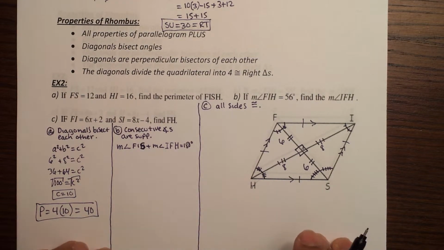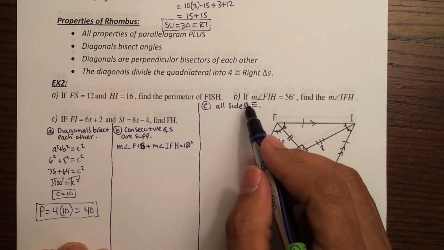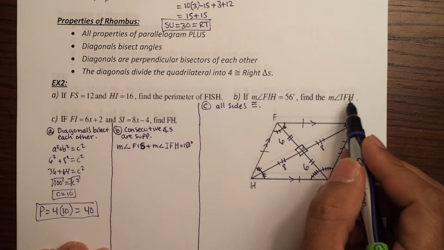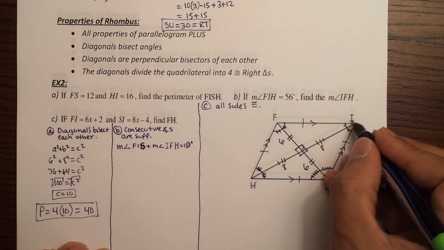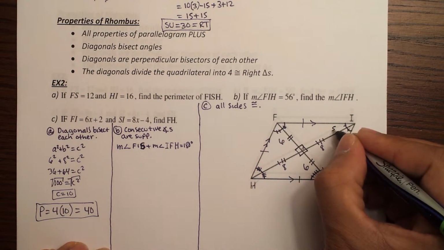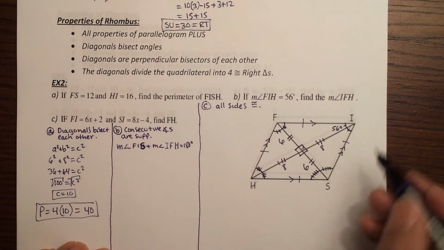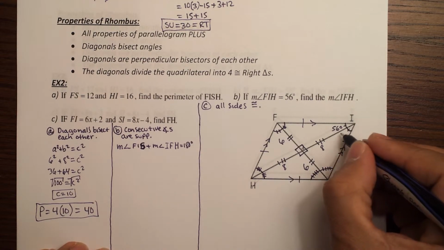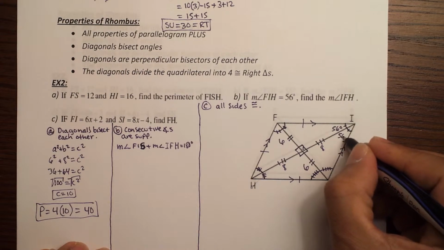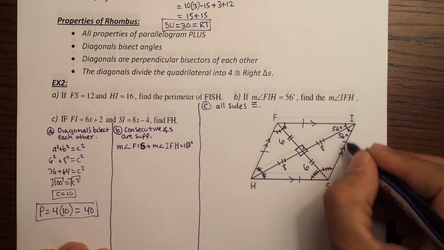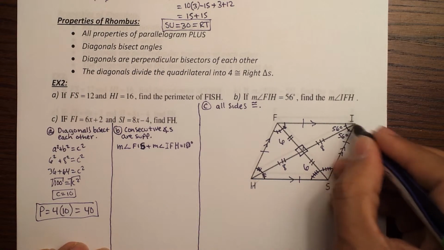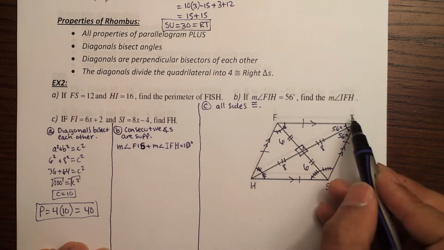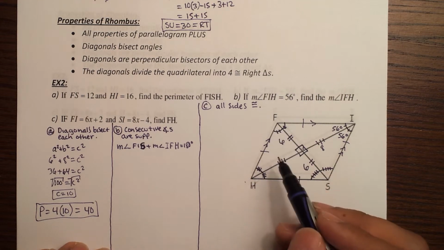Now, Part B. Part B is saying if angle FIH is 56, find the measure of angle IFH. So FIH, that means this angle is 56. Now remember, the diagonal bisects the angle, so if this angle is 56, then this one is also 56. So those two angles are congruent, and each angle is 56. They want us to find the measure of angle IFH, the big angle.